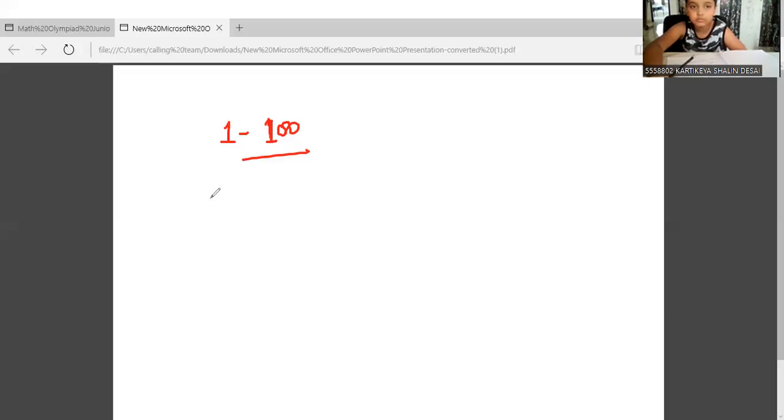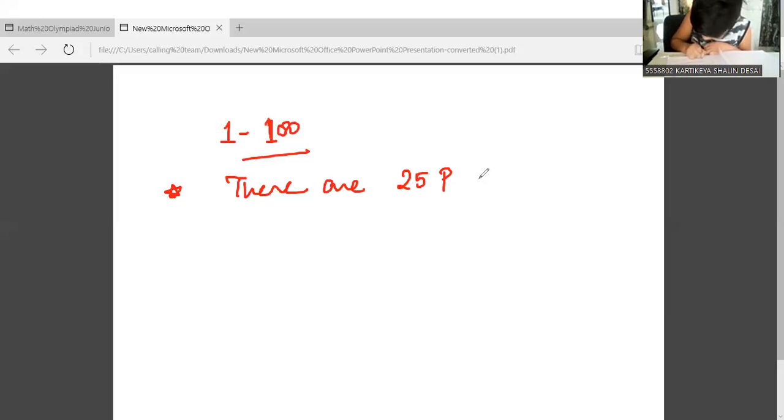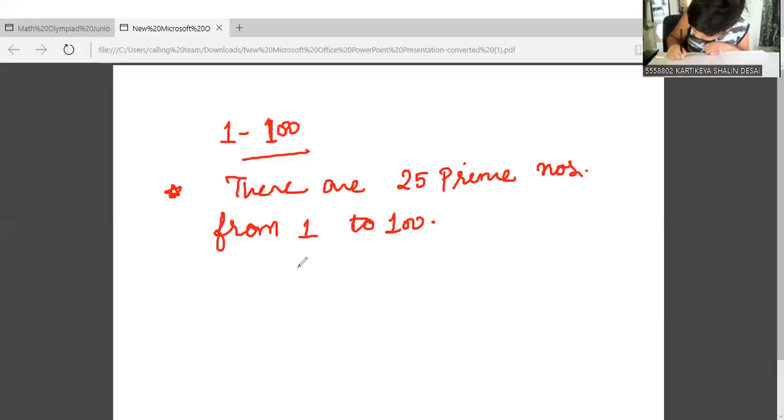Okay, write it with me once again. Amika, how many prime numbers are there from 1 to 100? Yes, exactly. There are 25 prime numbers from 1 to 100.